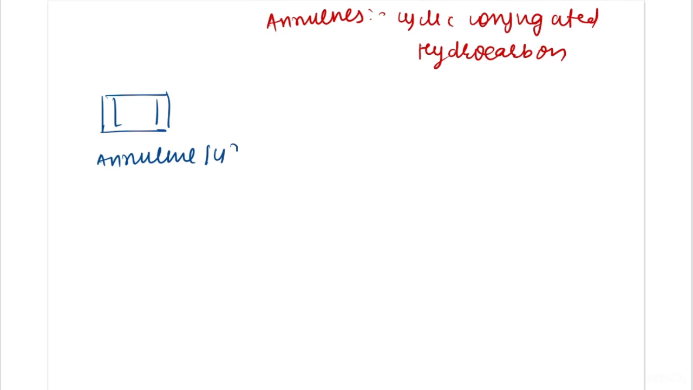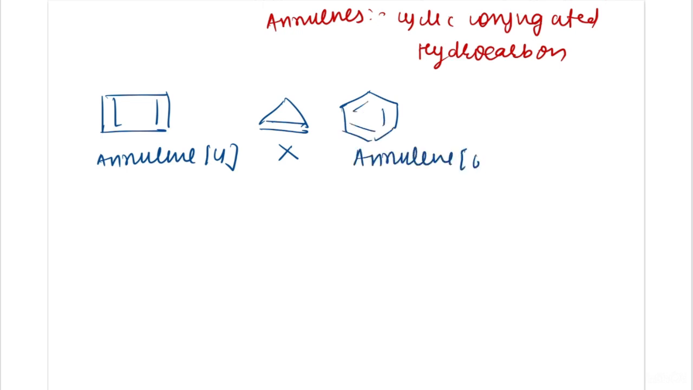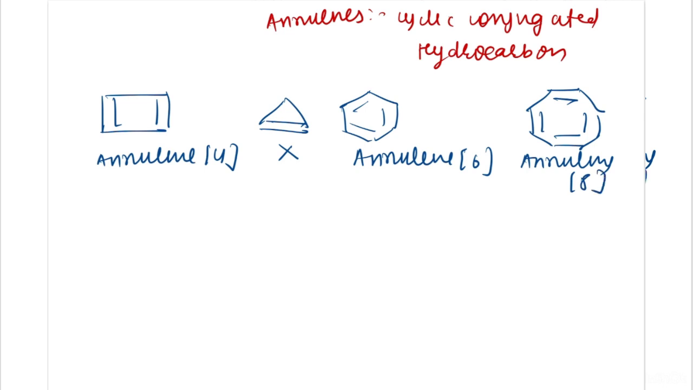Is it an annulene? Is it not an annulene? Is benzene an annulene? It is annulene 6. And this is an annulene, this is annulene 8. This is anti-aromatic. This is aromatic, but this is actually non-aromatic.